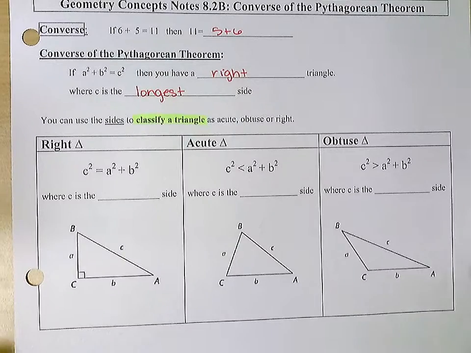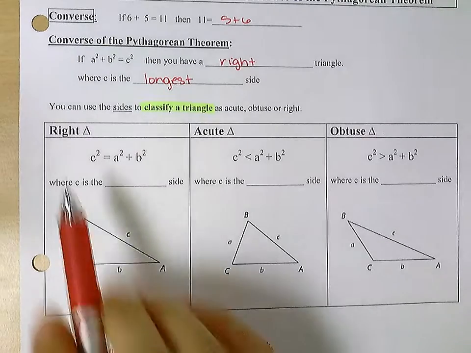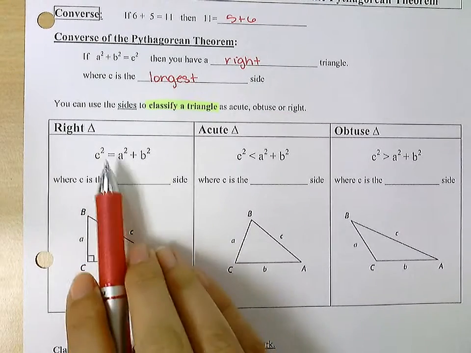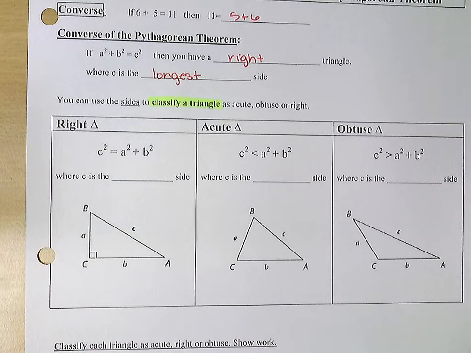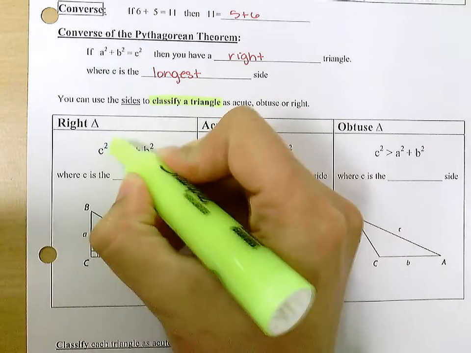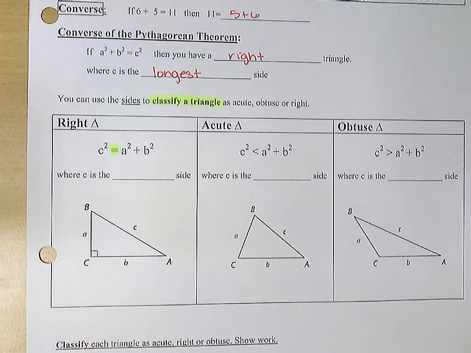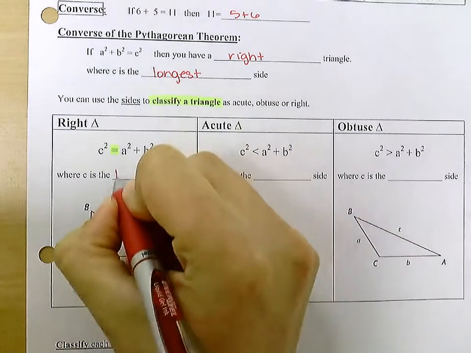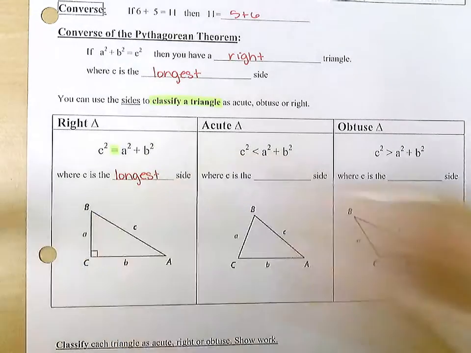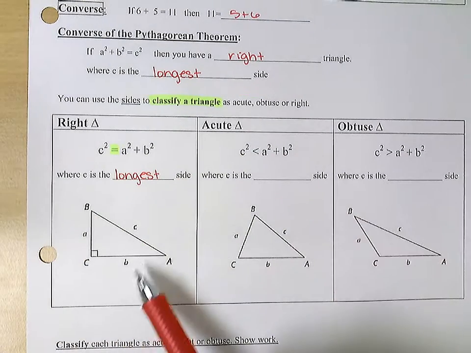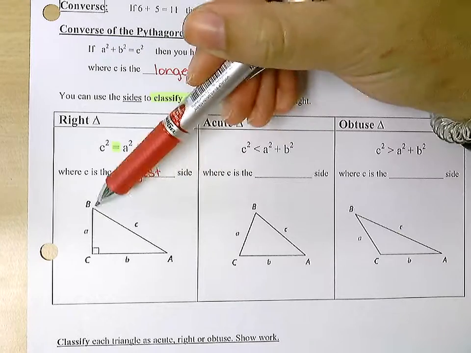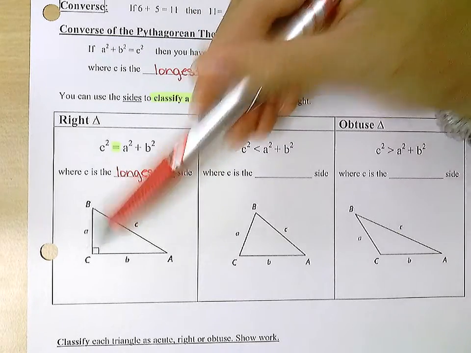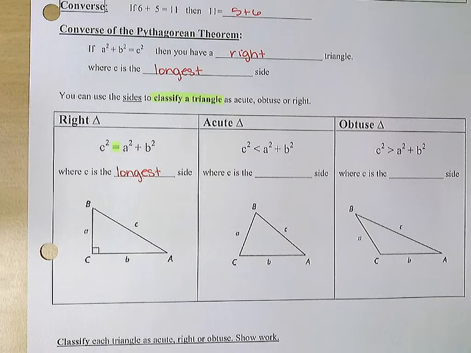So using the converse of the Pythagorean theorem, if it is a right triangle, we will have c squared is equal to a squared plus b squared. Okay, so that part is important. That one has to be equal to. Again, where c is going to be the longest side. And you can see that in our triangle below here. This c value right here is the longest side of that right triangle, and you have that 90-degree angle to show it is a right triangle.